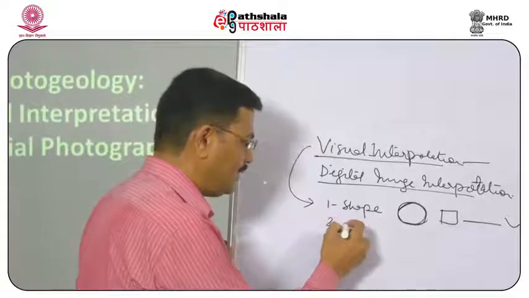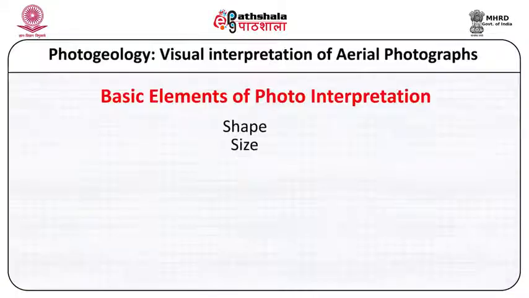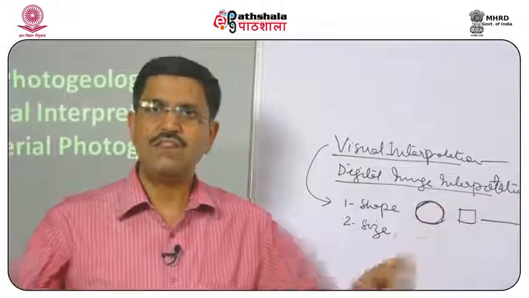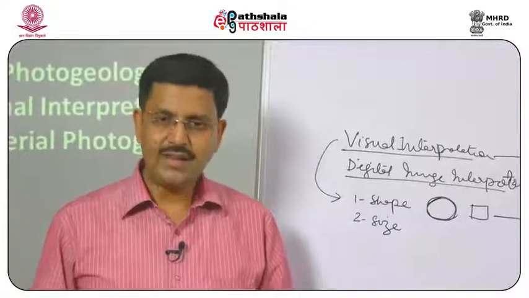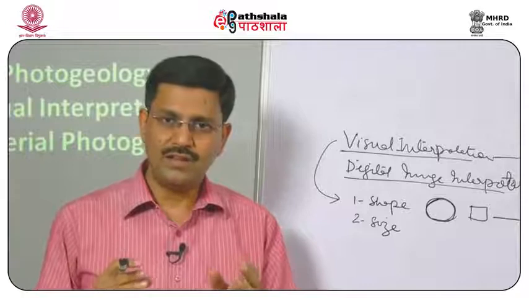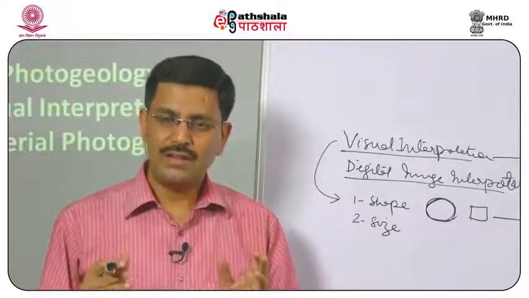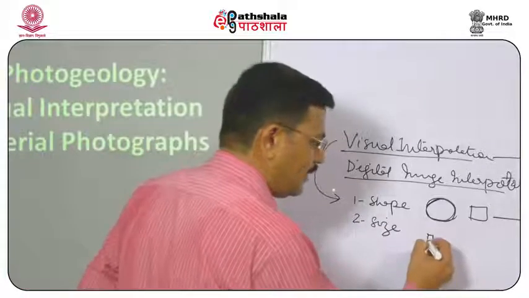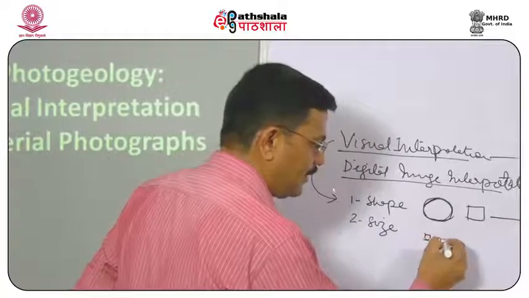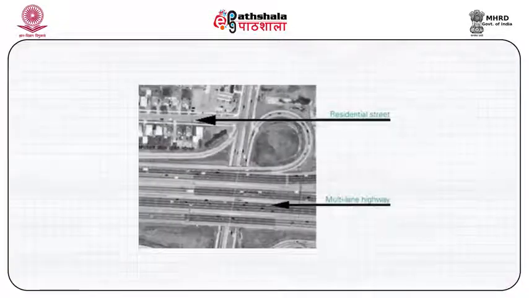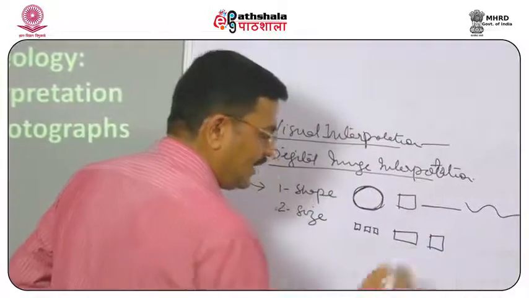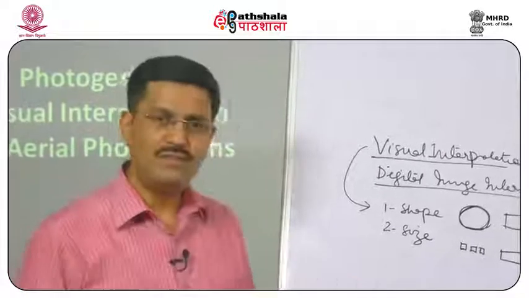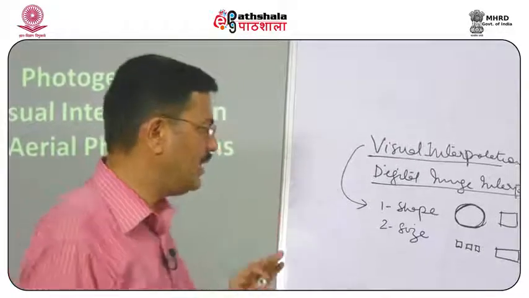Now, second most important is size. How big a particular object is, whether small, large or very large. For example, if it is small, what we can say is that it could be a residential unit. If it is like this, a smaller unit, it could be residential. But if it is bigger in size like this, then we can say that it could be commercial or residential or any other. So, based on the size, we can identify different objects differently.